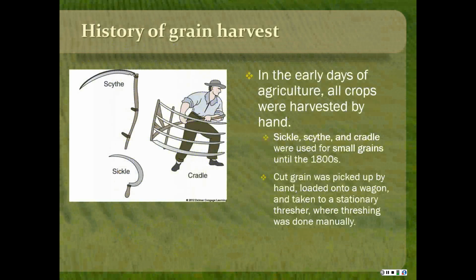And the next few slides just talk a little bit about the history of harvest. So in the early days of agriculture, all crops were harvested by hand. Things like the sickle, scythe, and cradle were used for small grains until the 1800s. And the grain was cut, picked up, loaded onto a wagon, and taken to a stationary thresher where the threshing was done manually.